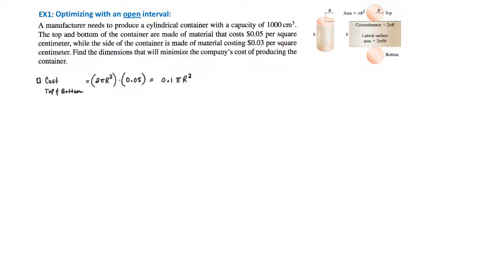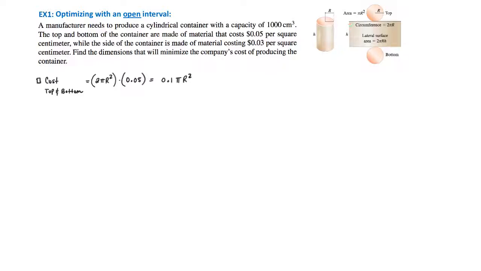So this is the cost of producing the top and the bottom. Now let's go ahead and find the cost of the side of the cylinder. Now the side of this cylinder, imagine that you actually open the cylinder up. The side will take on the shape of a rectangle.